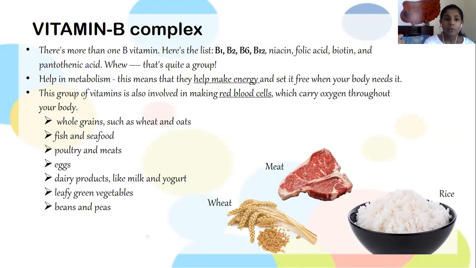Okay, now where is this vitamin B complex present? It's present in wheat. So the rotis and chapatis you eat also contain this vitamin B complex. Now meat and chicken, poultry, then rice and leafy green vegetables, beans, peas, and so on.